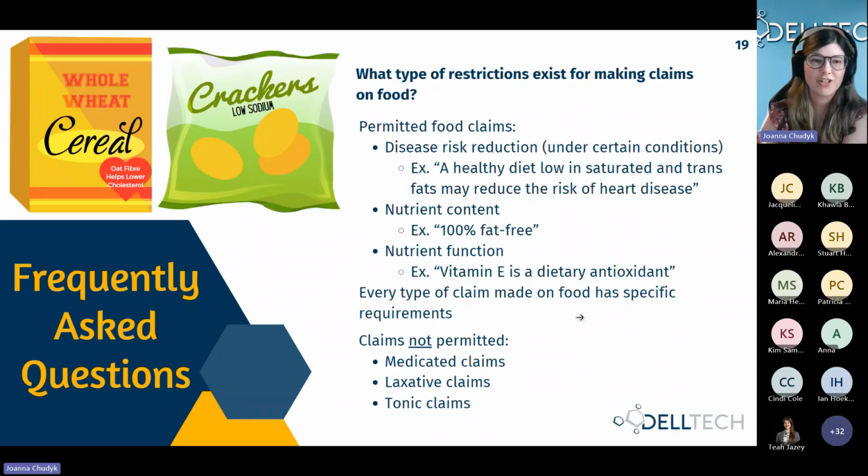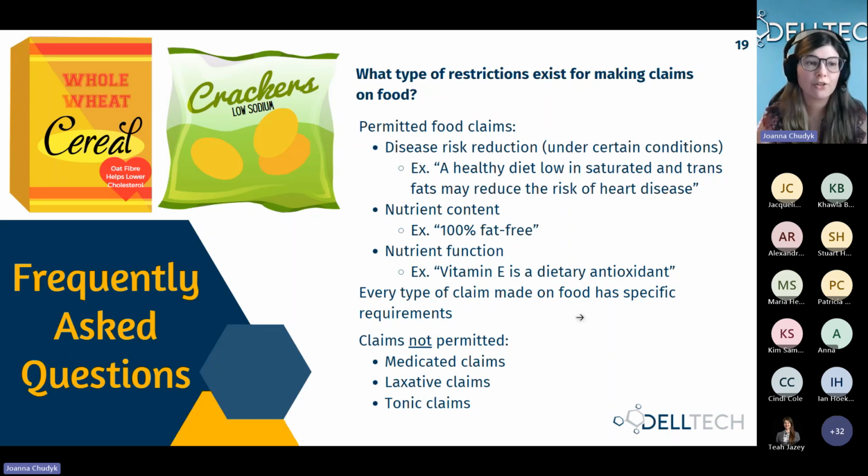What type of restrictions exist for making claims on food? So there are a lot of restrictions that come with any type of information you're putting on your food label in Canada. You can bet that any statement you wish to put on your label, there is likely a requirement or regulation related to that. So it's super important to make sure that your claims are accurate and not misleading to the consumer.